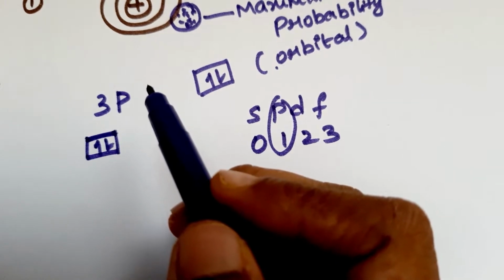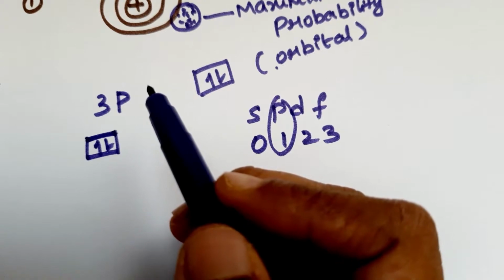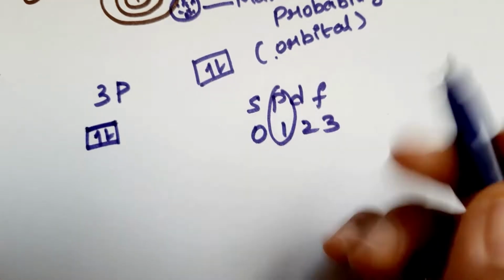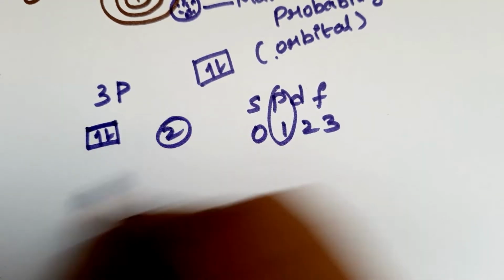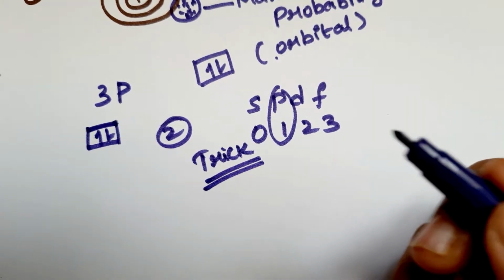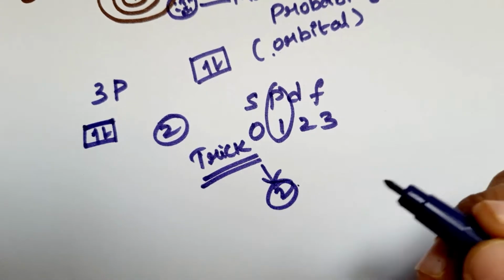Here I will tell one trick. When they ask how many electrons an orbital can hold, the answer will always be 2. When they are asking about one orbital's accommodation of electrons, it is always 2.